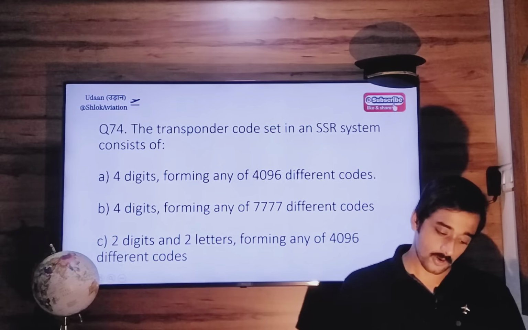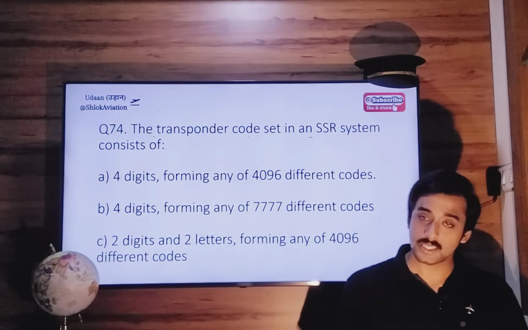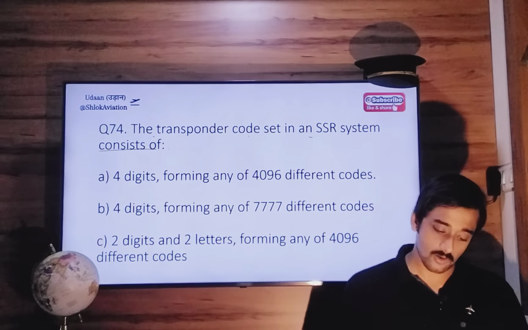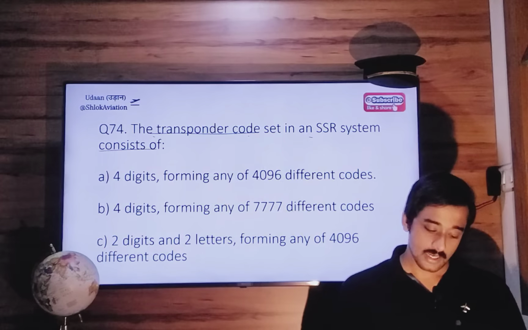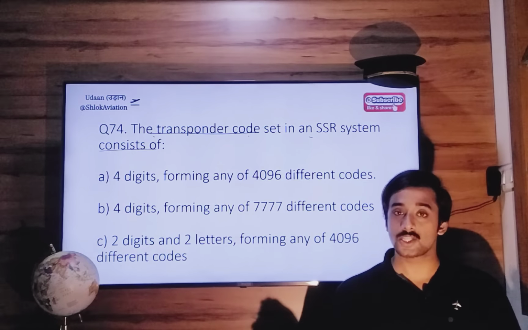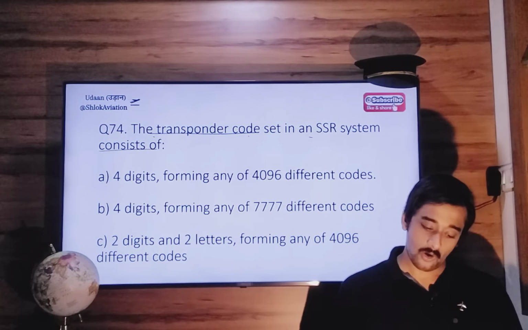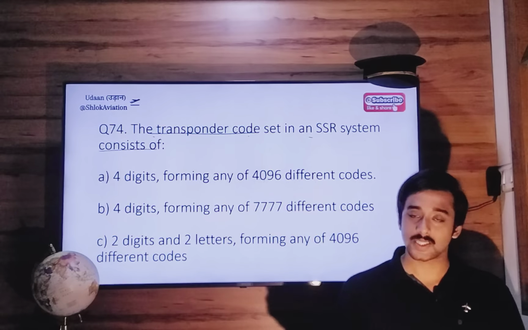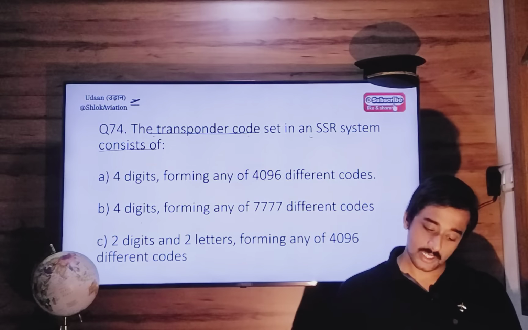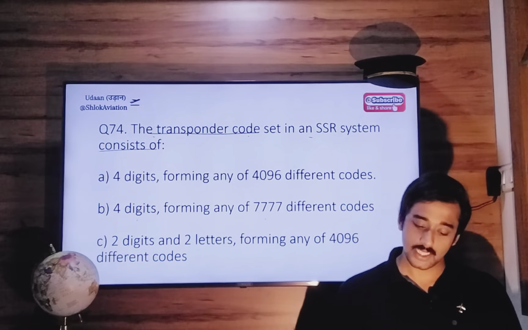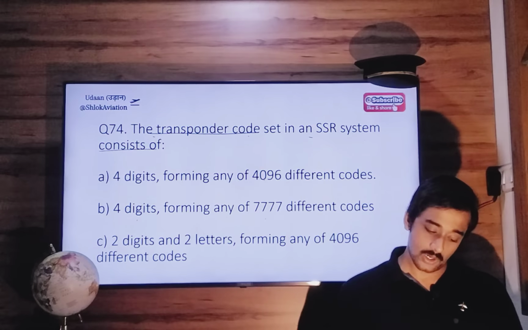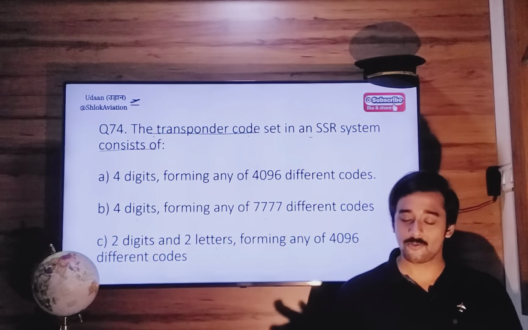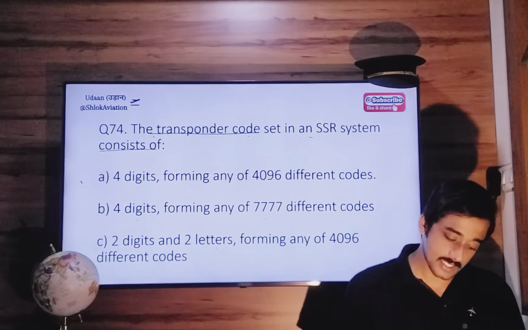Question number 74. The transponder code set in an SSR system consists of what? Now this transponder code is a 4-digit code, forming any of 4096 different codes. 4 digits forming any of 777 different codes. 2 digits, 2 letters forming any of 4096. So the correct answer is alpha.